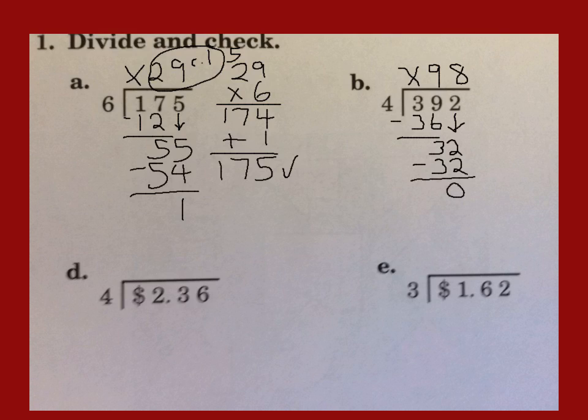Brother step would be bring down. There's nothing to bring down. Rover would be repeat or remainder. There's not going to be a remainder. And we don't write R0 at the top. We just leave it as 98. Let's go ahead and check this.